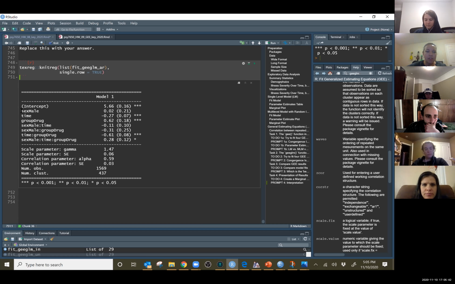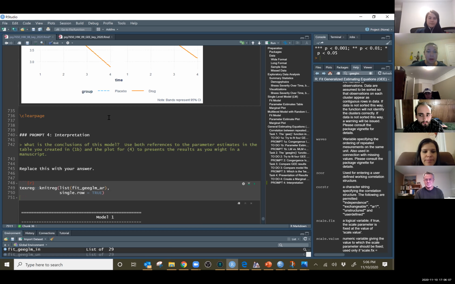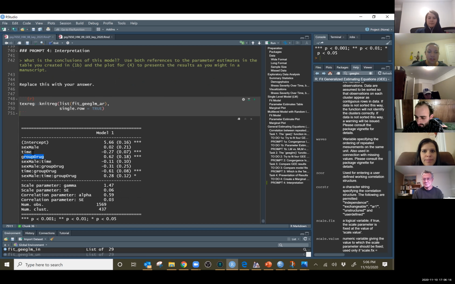So if we look at here, for sex, what's our reference category? Female, because it's not the one listed. For group, what's our reference category? Placebo. So female placebo. So here it would be the female panel, placebo is the blue dashed line. So for the blue dashed line, this is the slope for time.